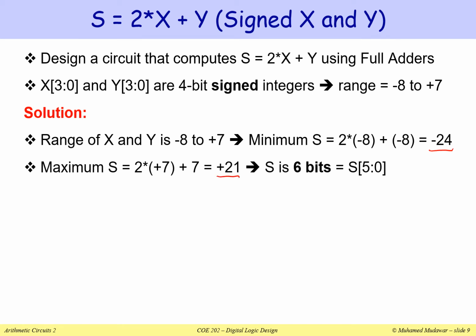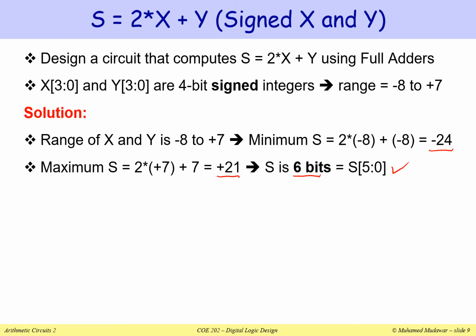Now, in order to represent the range -24 to +21, you need S to be 6 bits. So you need 6 bits for S. If you use less than 6 bits, you might get overflow. So to avoid getting overflow and to compute the exact sum S, we need 6 bits for S. Okay. So this is S.